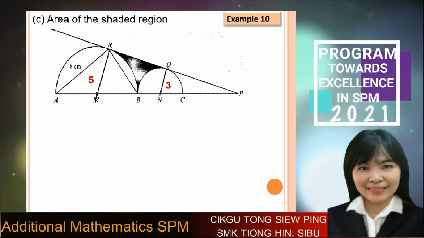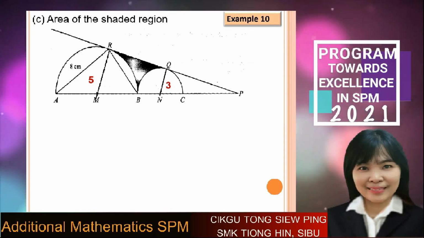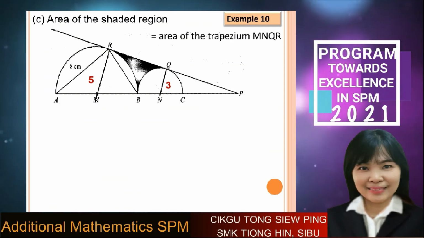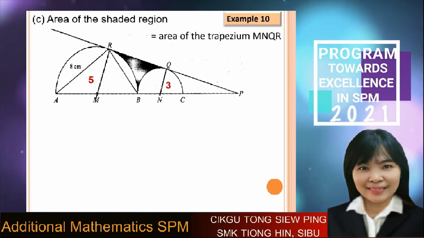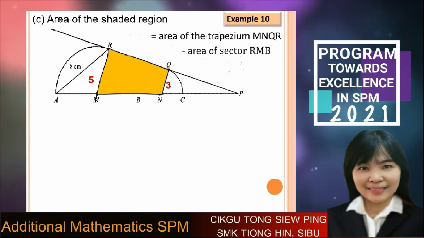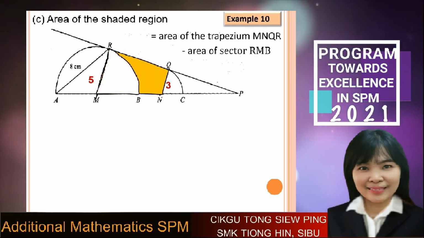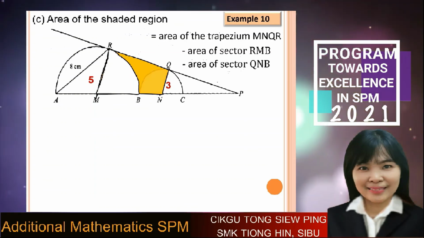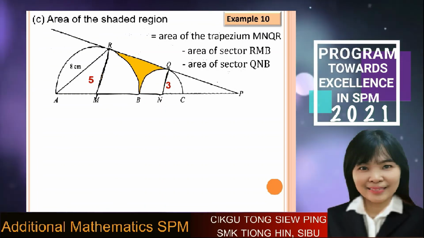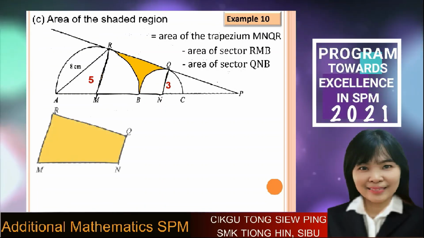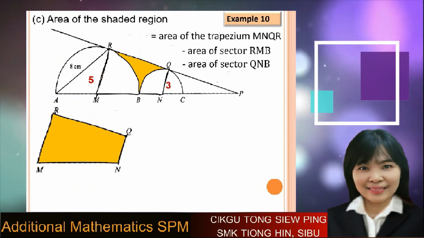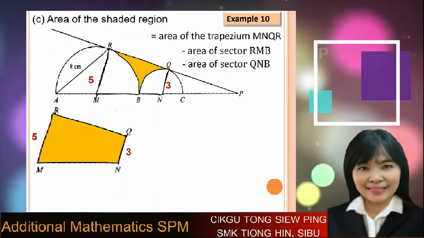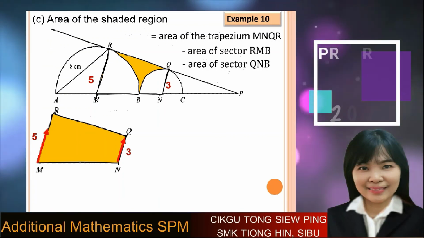Part C. Let's find the area of the shaded region. The shaded region is equal to the area of the trapezium MNQR, subtract the area of the sector RMB, subtract the area of the sector QNB. Let us find the area of the trapezium first. RM is given 5, QN is given 3, and these two lines are parallel lines.